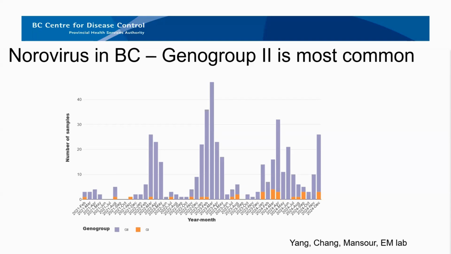So the first thing to note is that you can see that there are waves. There is definitely some seasonality, and we see more activity in the winter months. This is the reason that historically norovirus was called the winter vomiting illness. And the other thing that you will notice is that it's predominantly G2. We very, very rarely see G1s in the subset of samples that we collect.